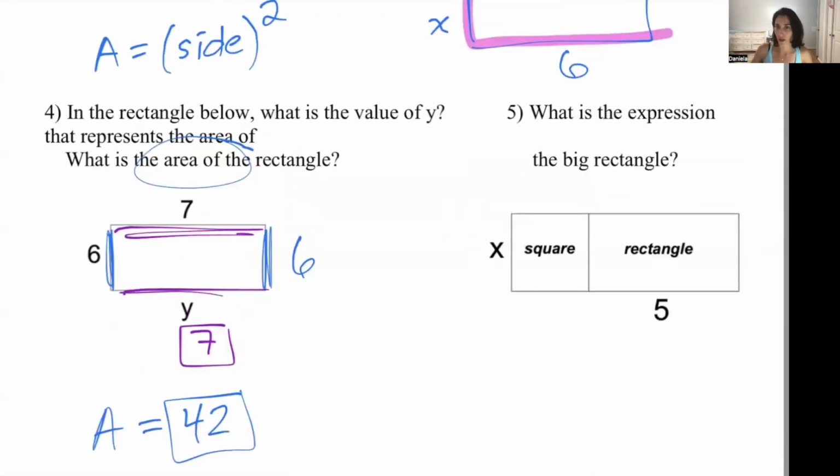I just realized I got cut off there. So what is the expression that represents the area of the big rectangle? That's what it means to say. I don't know why I got cut off there.